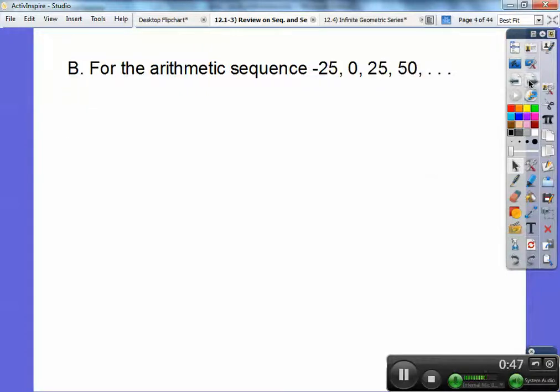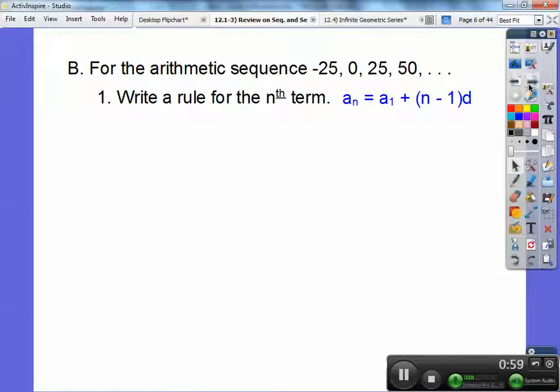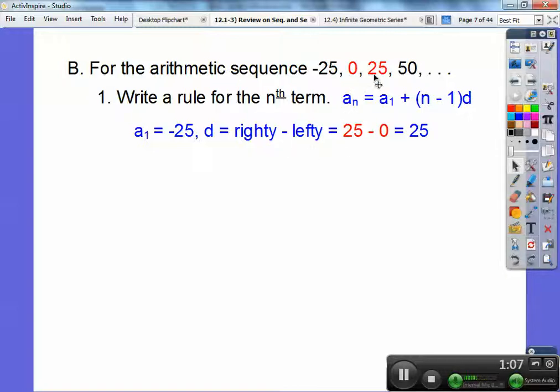All right, so for the arithmetic sequence here, they tell me it's arithmetic, so d is going to be, you got to figure out how it's going up. Looks like it's going up plus 25, plus 25, plus 25. So write a rule for the nth term. Okay, so there's my formula, a sub n equals a sub 1 plus n minus 1 times d. d is just righty minus lefty, or you can probably eyeball it, you guys. How much is it going up? So it's going up by 25, so d equals 25. The first term is that negative 25 right there.